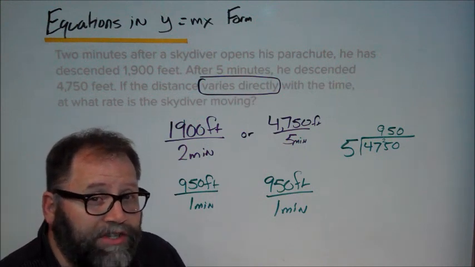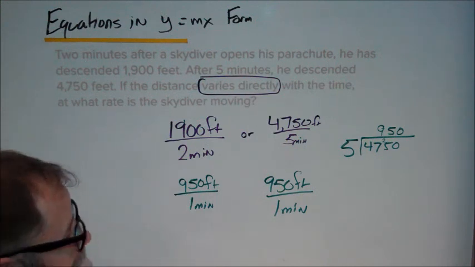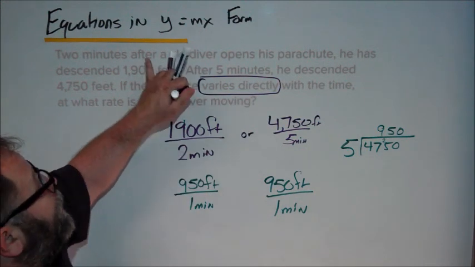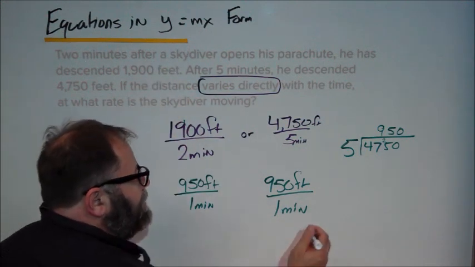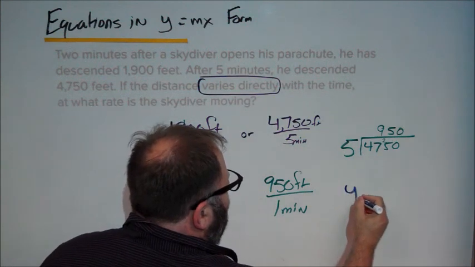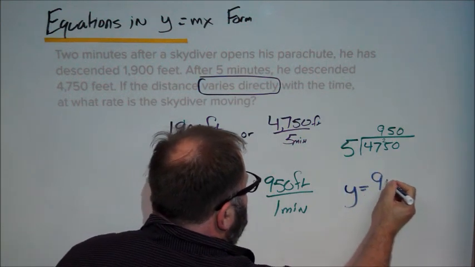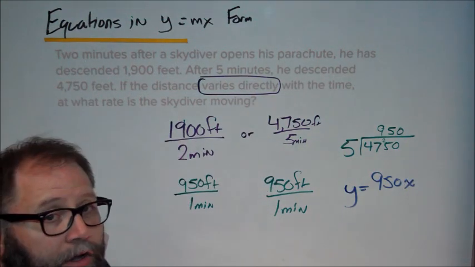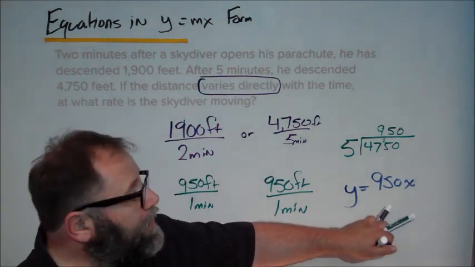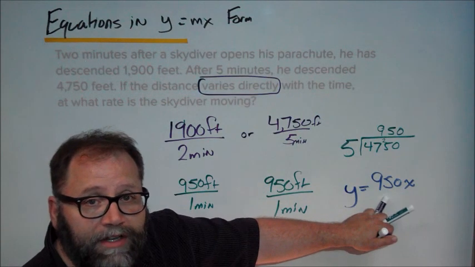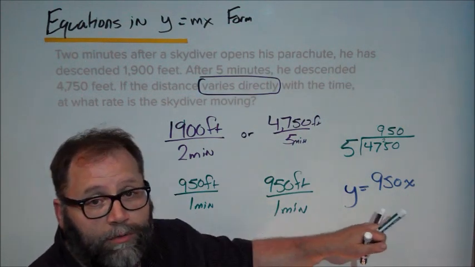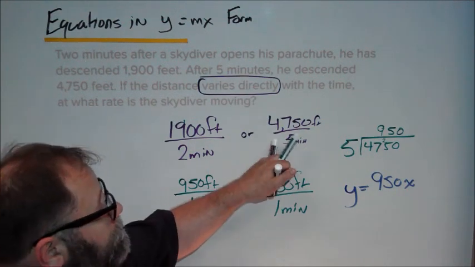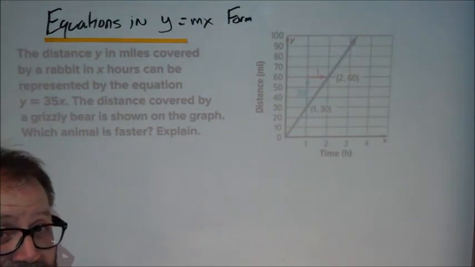So now what's the equation that we have here? We have a constant of proportionality. We understand that it's proportional. We know that it's direct variation, because y varies directly with x. So what we have here is that for every minute that diver is falling 950 feet, so 10 minutes would be 9,500 feet, 5 minutes would be half of that. Okay, now it's getting serious.